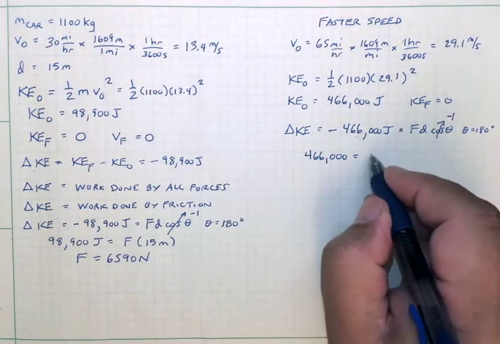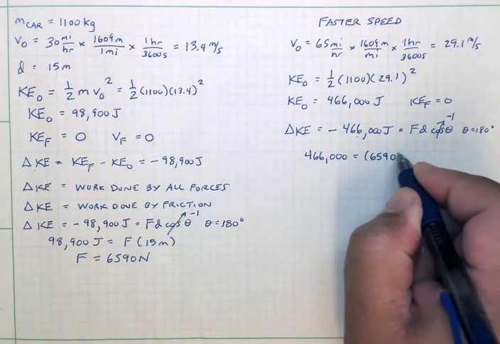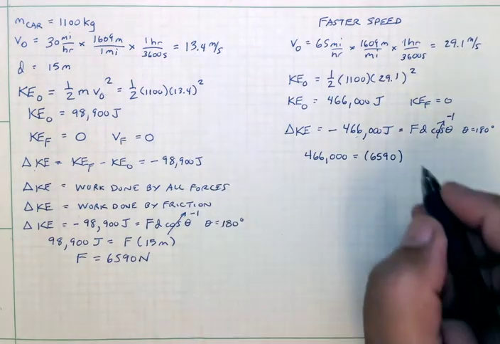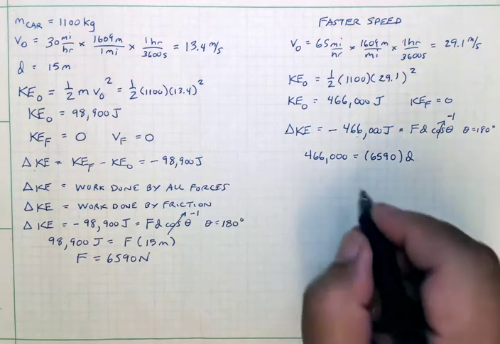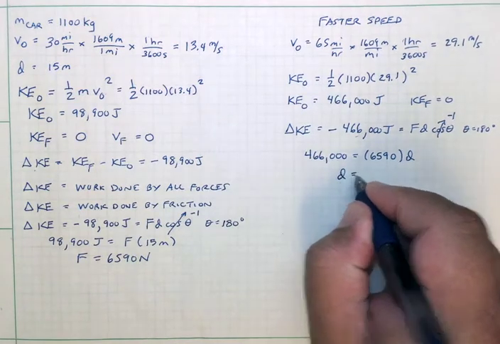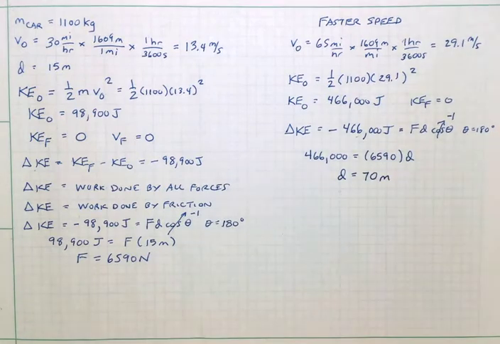The maximum force we're going to bring over from the previous problem, because that is the maximum amount of force that the brakes can exert. They can't do any more than that. And so we can calculate our new braking distance, and we find that new braking distance to two significant figures is 70 meters.